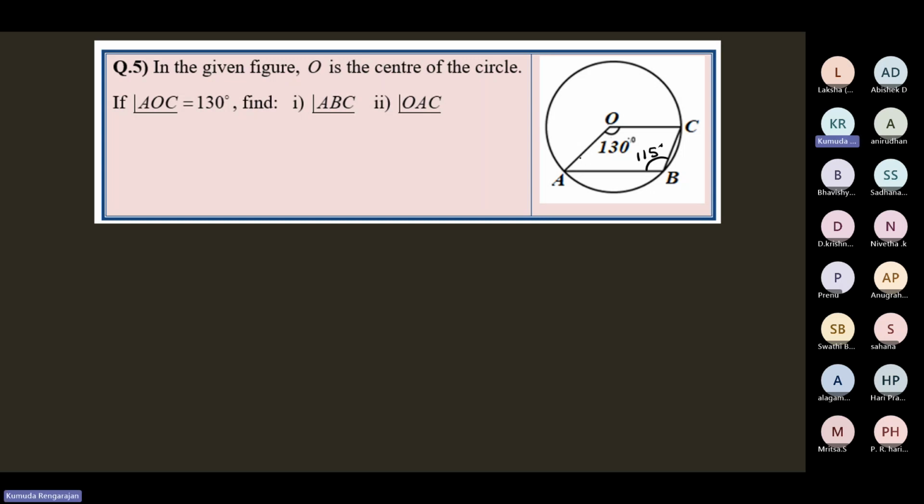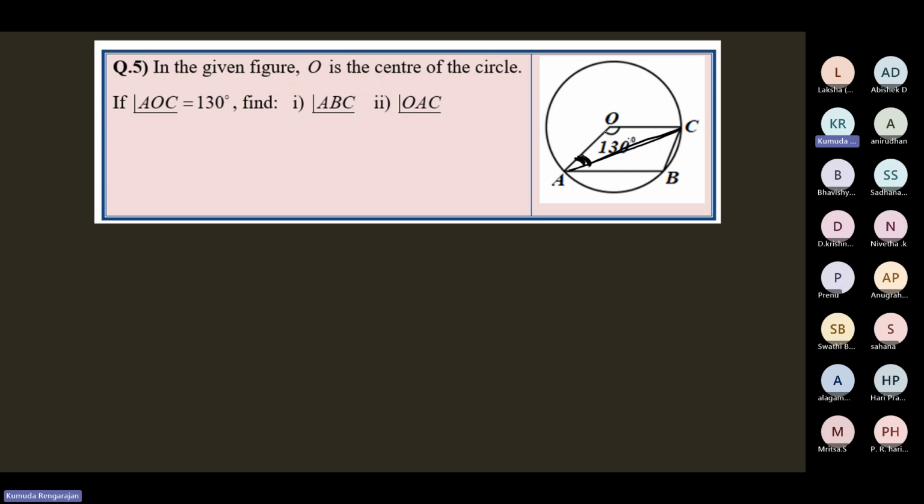Next, we have to find this angle OAC. We have to join AC in order to mark angle OAC. This is the angle we have to find.